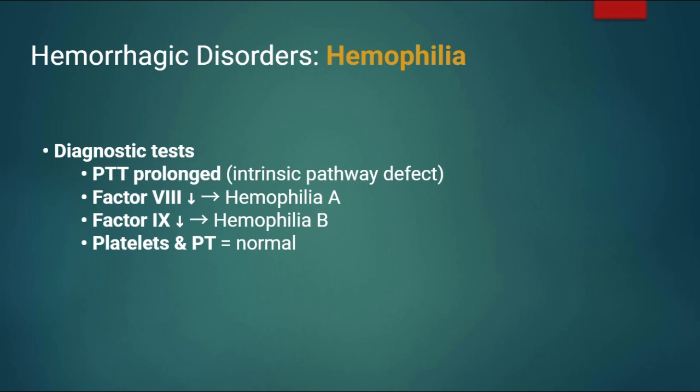Next, we look at clotting factor levels. This is the most specific test because it measures the actual amount of clotting factors in the blood. In hemophilia A, patients will have low or absent factor 8, and in hemophilia B, they will have low or absent factor 9. It's important to note that platelet counts and PT, prothrombin time, are usually normal in hemophilia, which helps distinguish it from other bleeding disorders. For nurses, understanding these tests helps explain why a patient with hemophilia may bruise and bleed so easily, even though their platelet count looks normal.